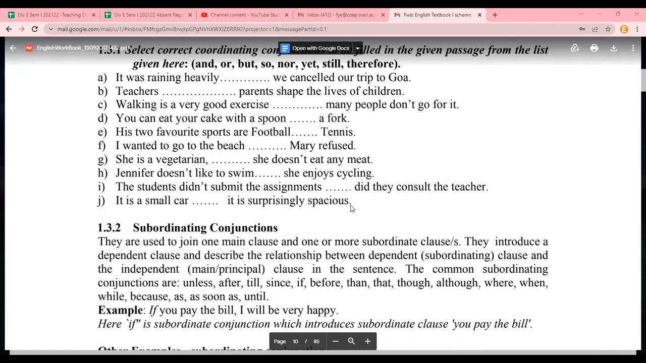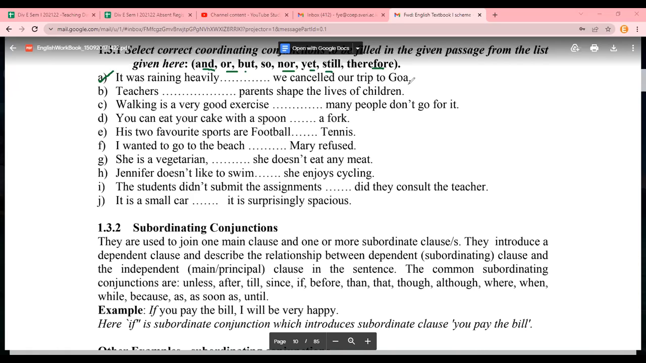Yes, sir. Here we are going to go through this exercise that says: select the correct coordinating conjunction that can be filled in the given passage from the ones given here. Already you have the bracket: and, or, but, so, nor, yet, still, therefore, and you have some sentences that you have to fill in correctly. So first, sentence A is here. It was raining heavily, dash, we cancelled our trip to Goa.